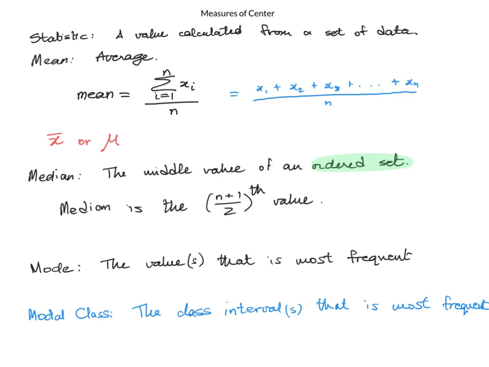So that's mode. Now, modal class: if you've separated your data into class intervals, then the class interval that is the most frequent becomes the modal class. And again, you can have multiple modal classes or no modal class if every single class interval occurs exactly once. However, if every single class interval occurs exactly once, then you probably have not separated your class intervals appropriately, because if you remember, you want to do approximately square root n number of class intervals, which means there should be multiple data values, or a frequency higher than one, in some of your class intervals at least.